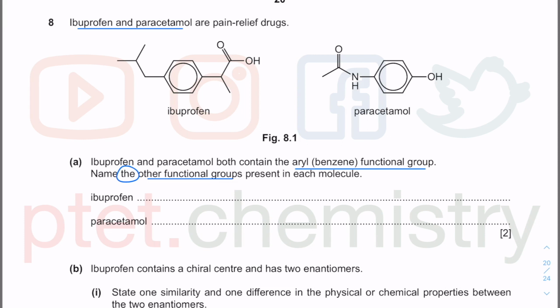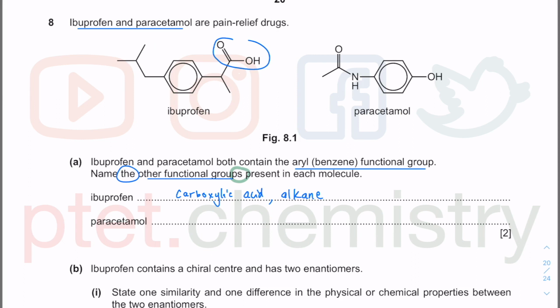Name the other functional groups. That means other than the benzene, you have to identify all the other functional groups because this is plural there. In ibuprofen, we have the very obvious carboxylic acid functional group. And what else do we have? We also have the alkanes. Alkanes are basically all these saturated carbons. So these are just alkanes. This is the aryl or the benzene. This is the carboxylic acid.